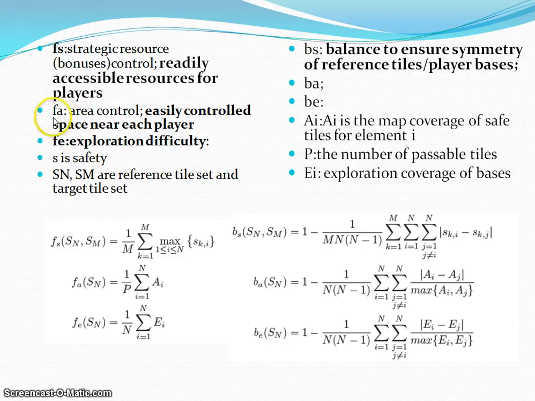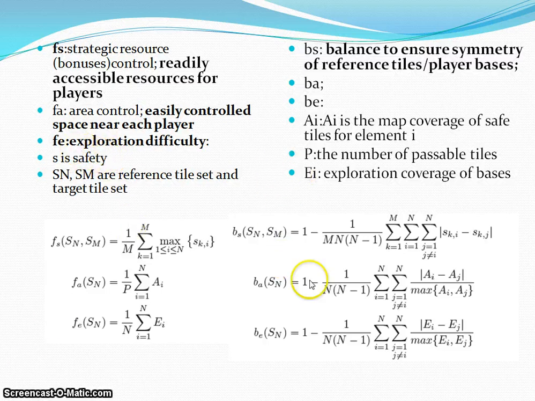And the second one is FA, area control. Area control uses AI. AI is the map coverage of safe tiles. So the larger it is, the more easily controlled space is near each player. And the third one is FE, exploration difficulty. It uses EI. EI is the exploration coverage of the bases. So the higher FE is, the more difficult the exploration is.